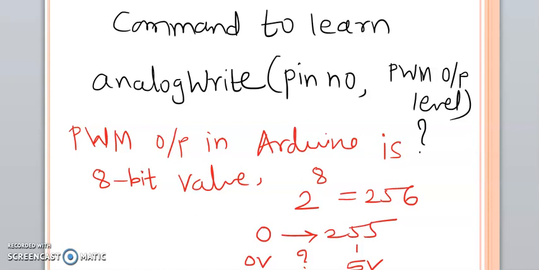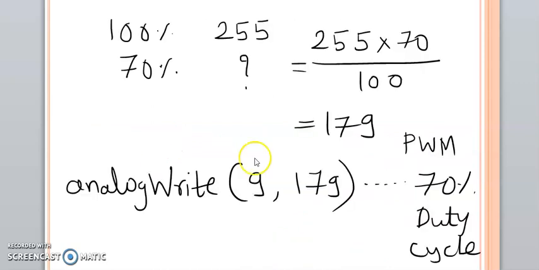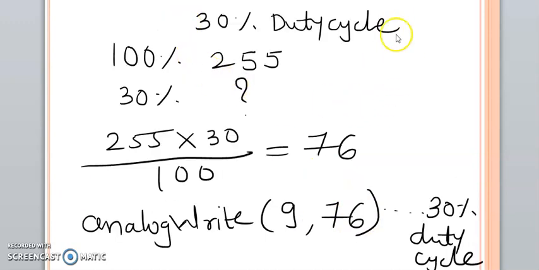In part A of practical number 4, we have seen how to calculate the PWM output level for a given duty cycle, meaning how to generate a PWM wave with 70% duty cycle. To generate the PWM wave with 70% duty cycle, you need to provide the PWM output level as 179. Similarly, to generate 30% duty cycle, you need to provide 76 as the PWM output level.